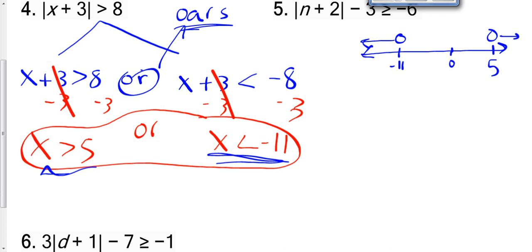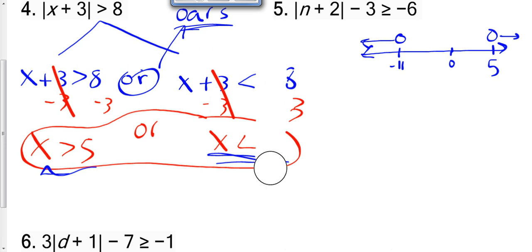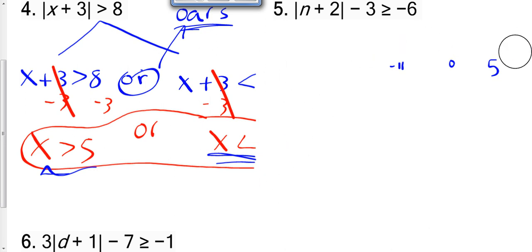So let's see how we can do with number 5. Perhaps you could try number 5. It's a little bit different. I want you to be aware of one thing that's kind of tricky about it, which is that you need to get the inequality alone before you split it. So be aware that that needs to happen. I'm going to erase this, and I'm going to ask you to pause the video right now and try number 5. Good luck.